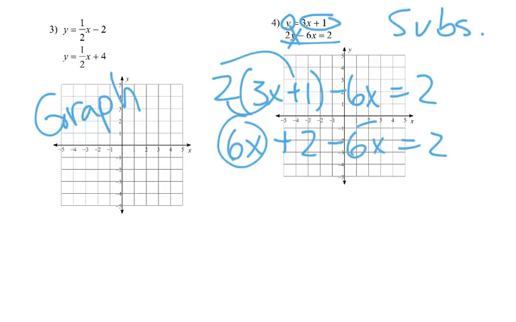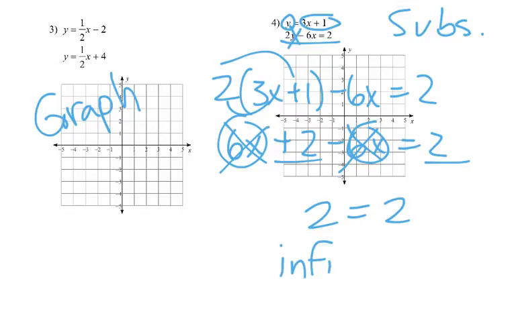Now 6x minus 6x is 0, so those cancel out. So this could be a no solution. I got rid of my variable, but I have plus 2 equals plus 2. Is that true? Yeah, that works. Okay, this is what we call infinite solutions.